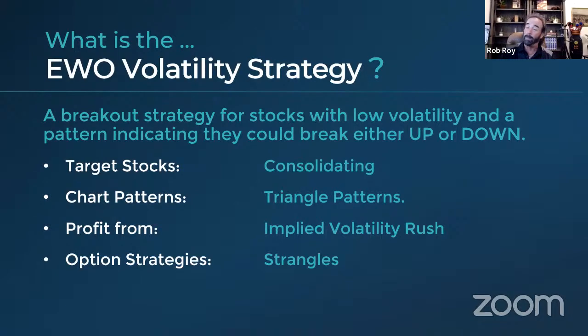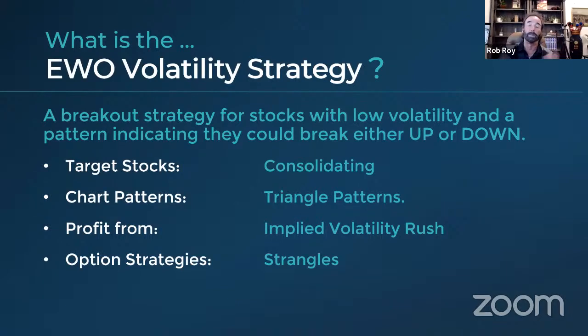So let me clarify that. I'm not saying we're mathematically guaranteed to make money. I'm saying we are guaranteed to make money as fast as mathematically possible if the stock breaks out of the triangle, which it does the overwhelming majority of the time. So now when the stock breaks out, often it goes vertically and you get a volatility rush in the options because it goes, whether it's vertically up or down, we don't care. It doesn't matter to us which direction it goes.